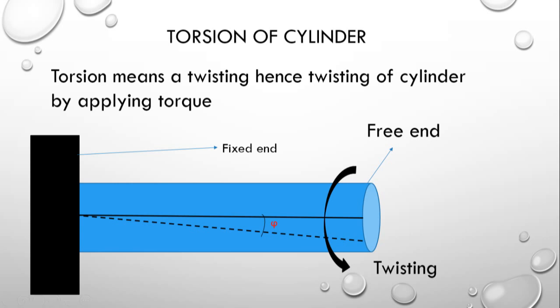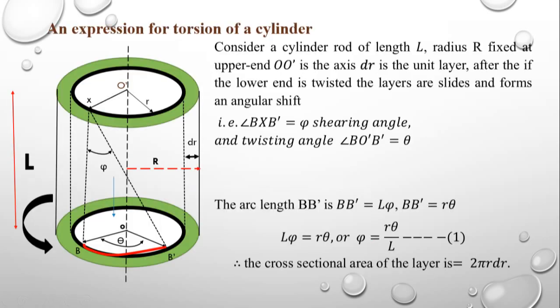Next, what will be the expression for couple per unit twist? An expression for torsion of a cylinder, that is, couple per unit twist. Let us assume a solid cylinder whose top plane is rigidly fixed and whose bottom plane is free, and the bottom plane can be subjected to twisting by applying the torque. The length of the cylinder from the top plane to the bottom plane is L.